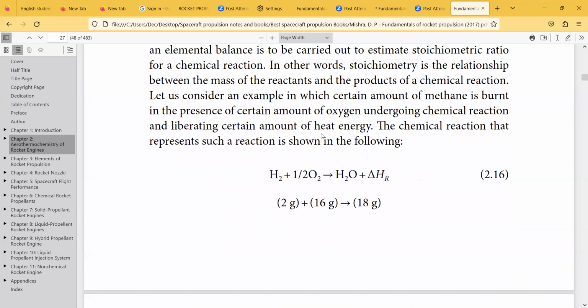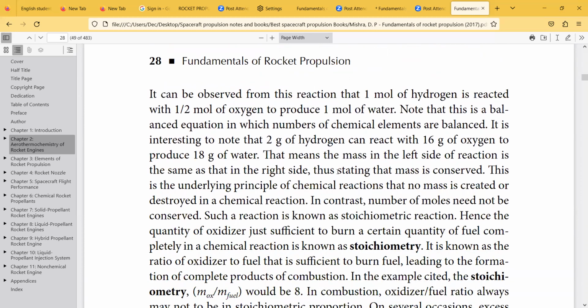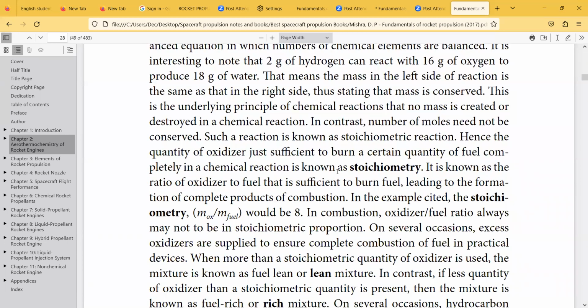So for example, simply H2 plus half O2 gives you H2O plus delta HR. 2 grams of hydrogen plus 16 grams of oxygen gives 18 grams of H2O plus some redundant output. What matters here is the mass of oxidizer divided by the mass of fuel. This is known as stoichiometry.